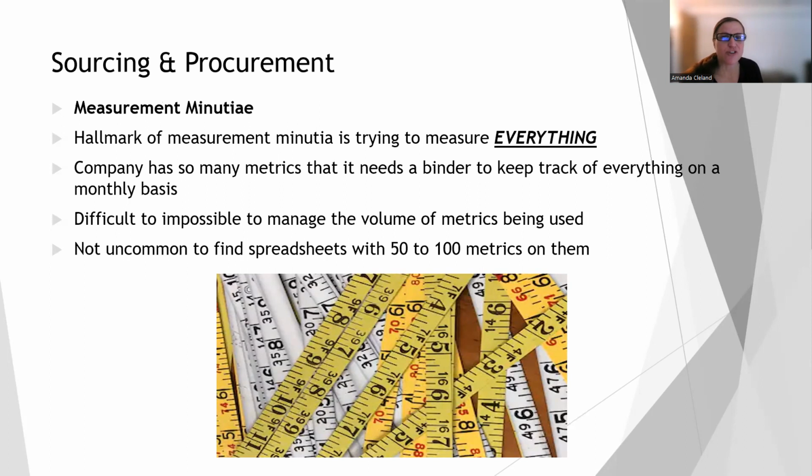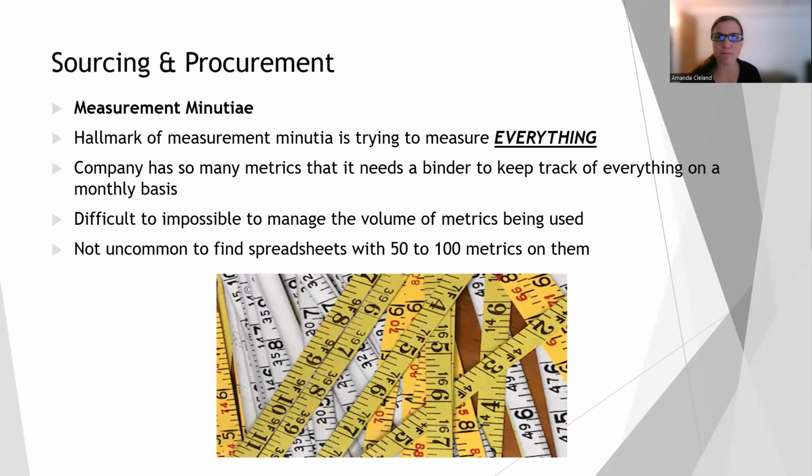Then we've got measurement minutia. This is when we try to measure every little thing that the supplier does. We have so many metrics. We have a binder full of all the things that we are keeping track of about what this company does. It's impossible to manage just the sheer volume of all the metrics being used. And again, once we even have those metrics, what do we make of them? There's so many of them. What is the most important? It's not uncommon to find spreadsheets from certain buying organizations that have 50 to 100 metrics on them for how they're measuring their suppliers. That is just too much. You can't make sense of that. The data is not useful.